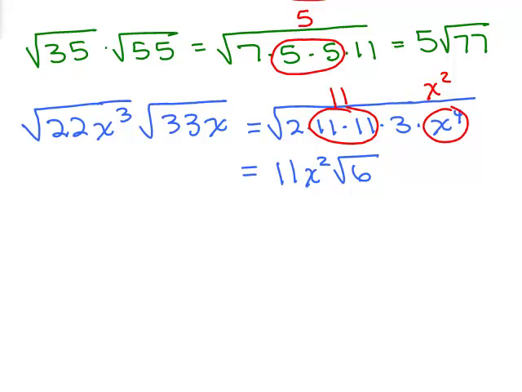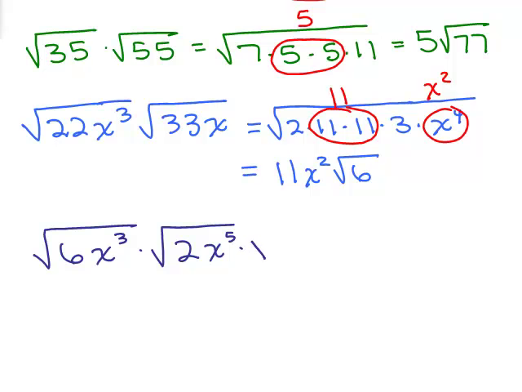All right, what about if we had the square root of 6x cubed times the square root of 2x to the 5th, times the square root of, let's say, 5x to the 7th? Okay? All right, so what do I have here?